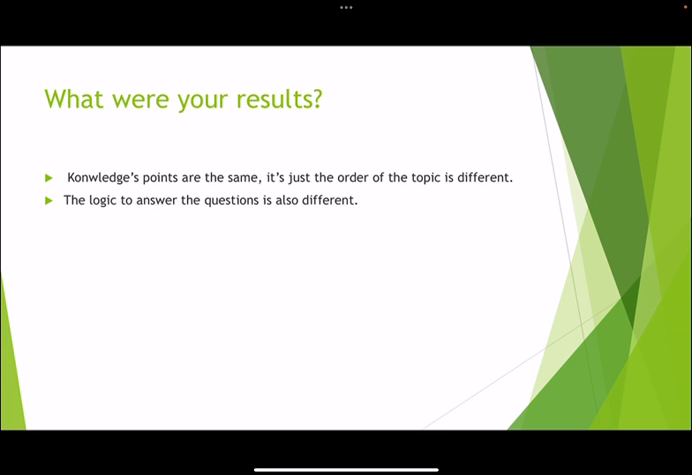What was my result? My result from comparing those two different versions is that actually the knowledge points of the biology are the same. I just compared the molecular and cells part. What the Chinese versions talk about compared to the American versions, they're totally the same. It's just that the order of the knowledge points is different. And also the logic to answer the question is a little bit different.